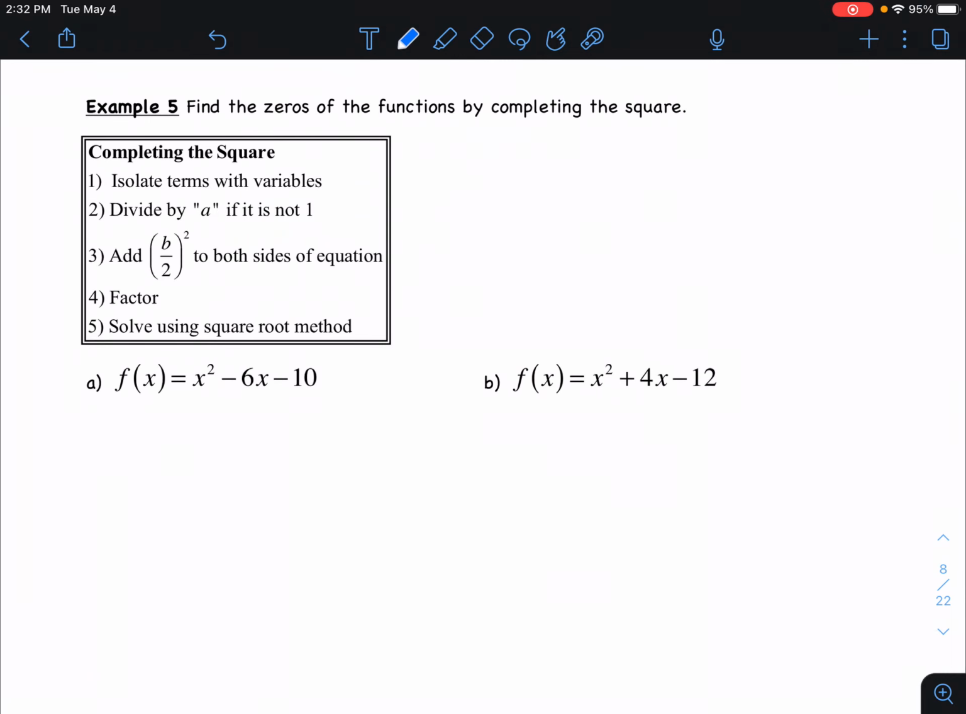Okay, next up, not my favorite, but we're going to learn another way of solving a quadratic, and we're going to learn a method called completing the square. That can be used every single time.